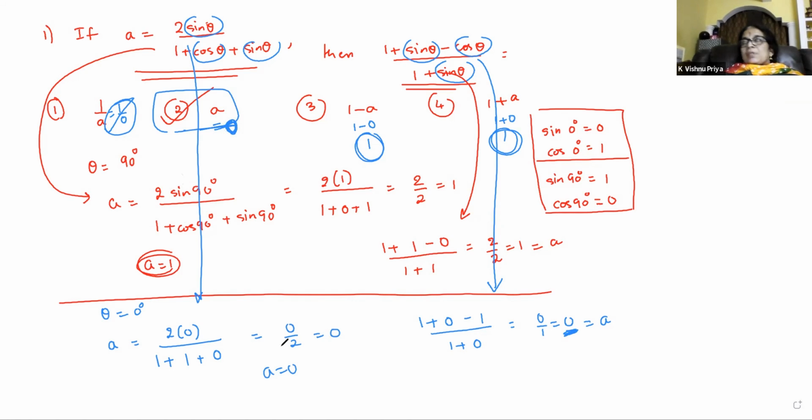So if you take 0 degrees, it will be slightly difficult. But if you take 90 degrees, it is quite easy to guess. Now we can go to the next question.